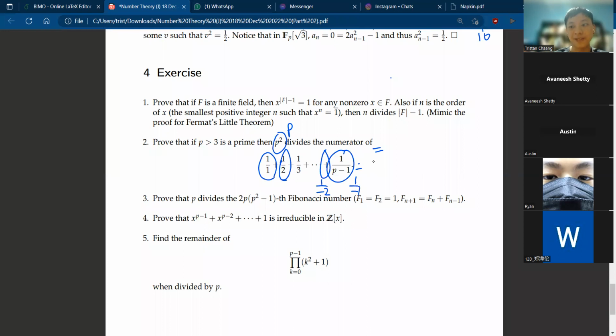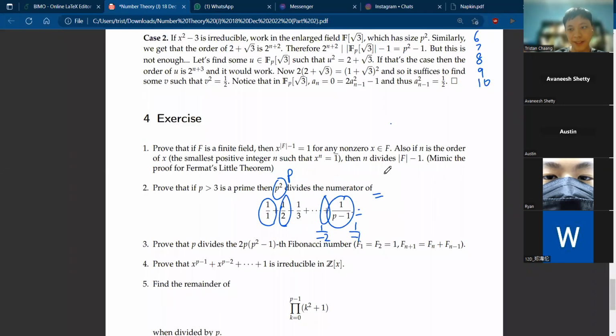And modding p squared doesn't help. In fact, the mod p squared integers do not form a field. So that's also quite disappointing. The mod p squared integers do not form a field, even though the size is p squared.